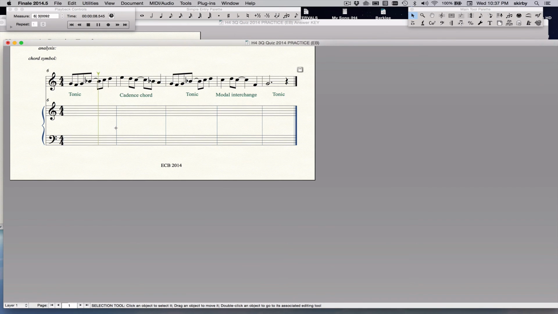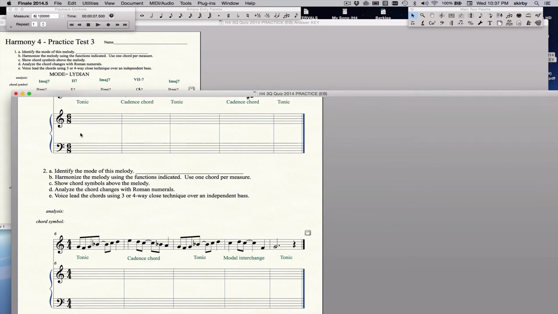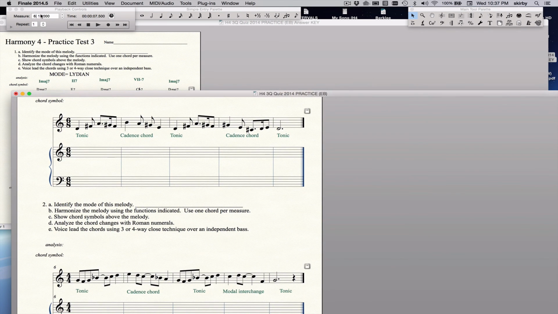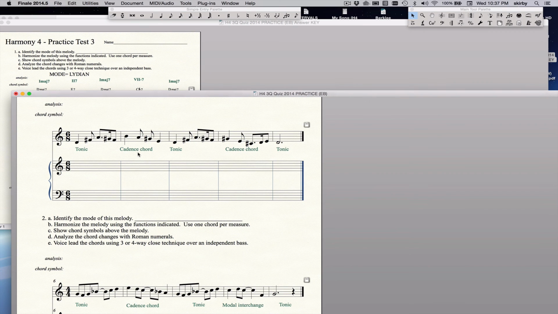Hopefully you quickly will hear that in this example, D is Do, and then you'll know that you can figure out that the notes are Lydian. Then you harmonize with the tonic chords, three tonic chords, and then you do cadence chords. Make sure that you're careful about accidentals because there are no key signatures.